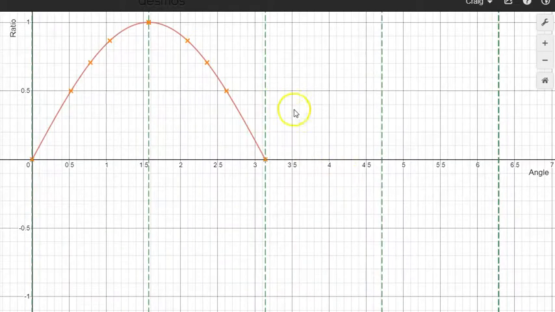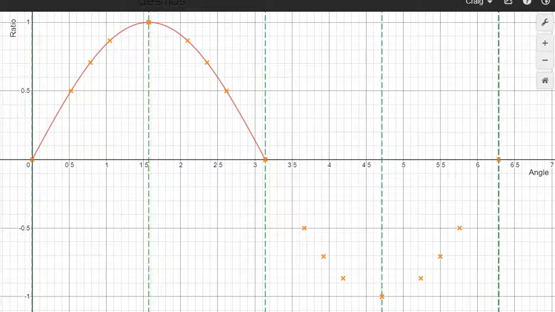Going back over to this plot, what do you think it's going to look like? In quadrant 3 and quadrant 4, we expect negative values. In quadrant 3, we're getting more negative, and then in quadrant 4, we're going back towards the positives.